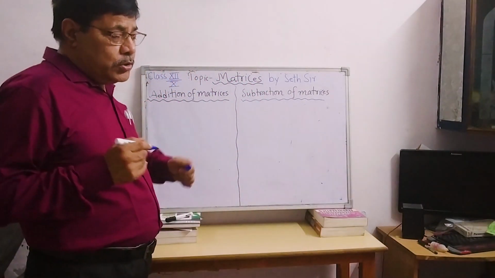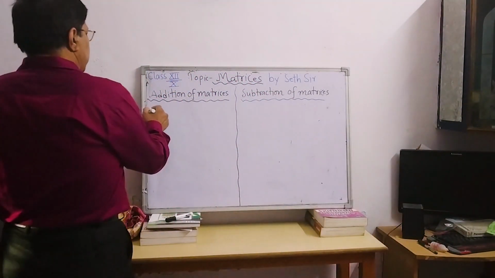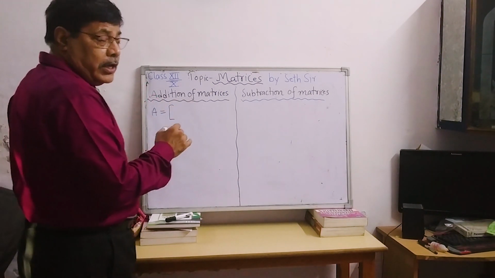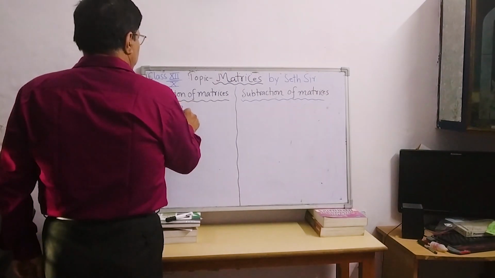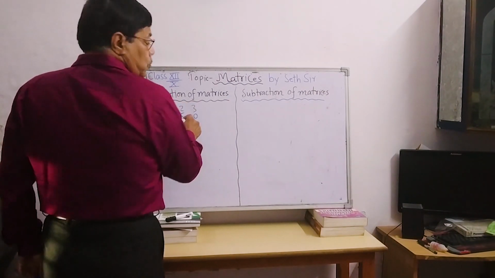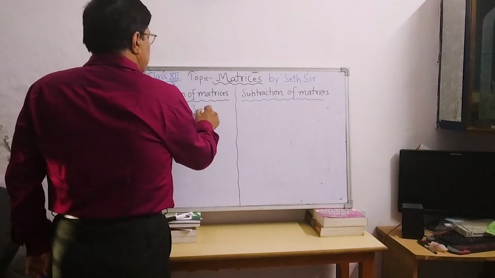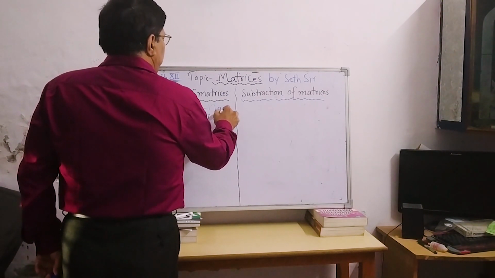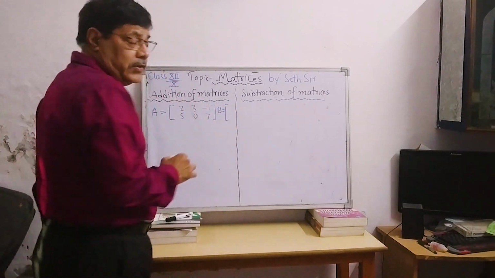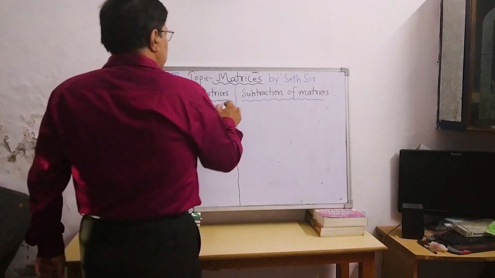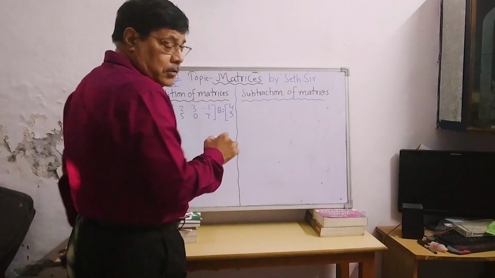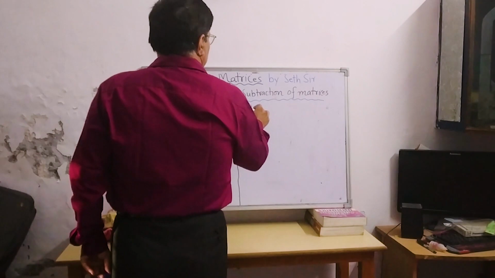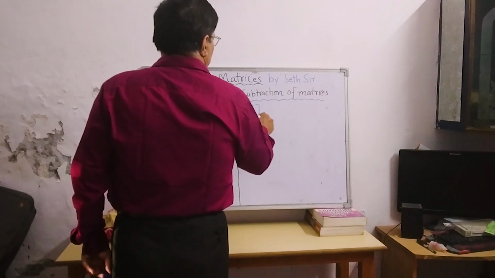So let us suppose that the value of matrix A is given to you like this: 2, 5, 3, 0, minus 1, 7. Okay? And the value of matrix B that is given to you: 4, 3, 9, 1, minus 11, minus 2. Clear?